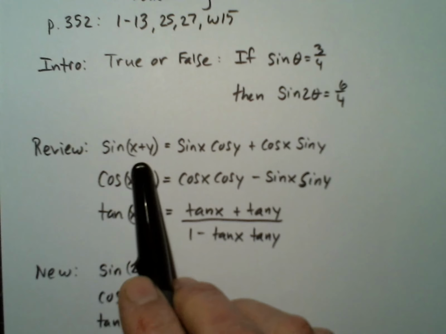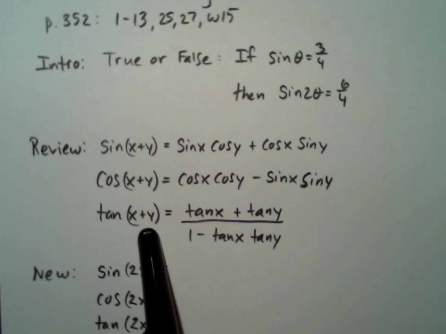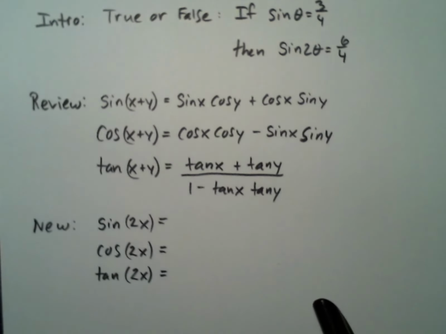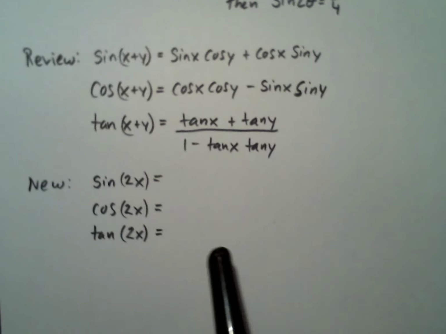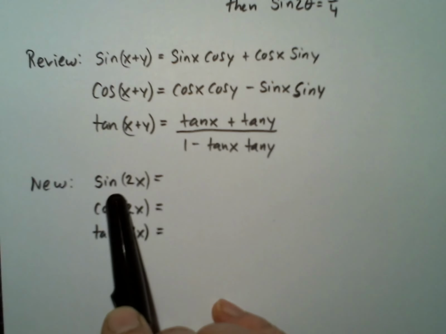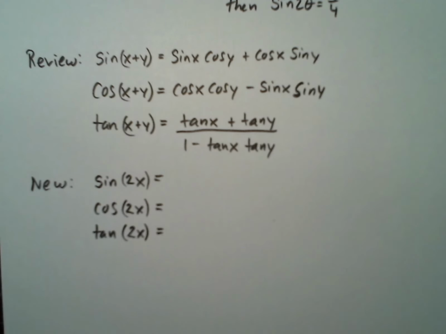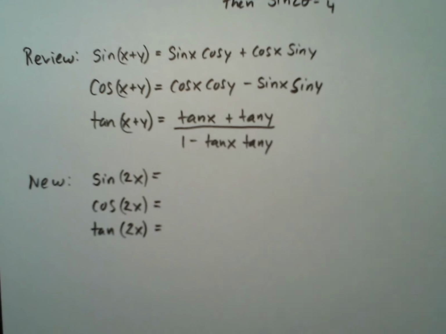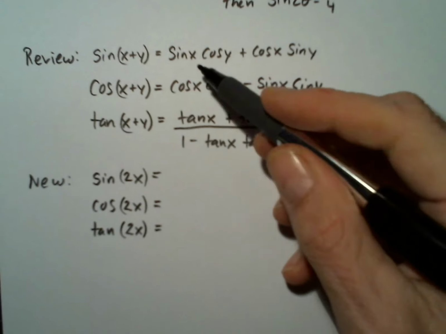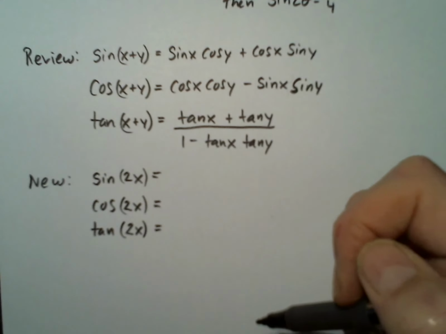We already know all of the sum formulas, and you already have those written down. So then what? How could we find a formula for this, sine 2x? If you want to try to find it on your own, we're just going to use these. How can you use these to find these? So you could pause the video if you want and try that.